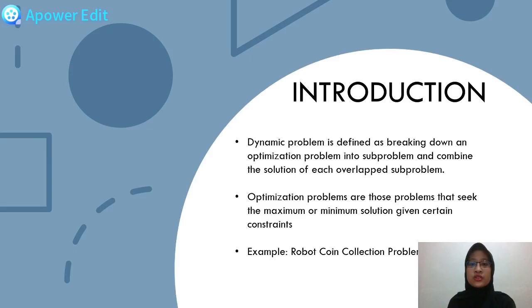For the introduction, dynamic programming is defined as breaking down an optimization problem into subproblems and combining the solutions of each overlapping subproblem. It follows the divide and conquer methodology. Optimization problems are those that seek the maximum or minimum solution given certain constraints, because it does not recompute the solutions of subproblems that have already been solved. To understand more about this, let's dive into an example of the robot coin collection problem.